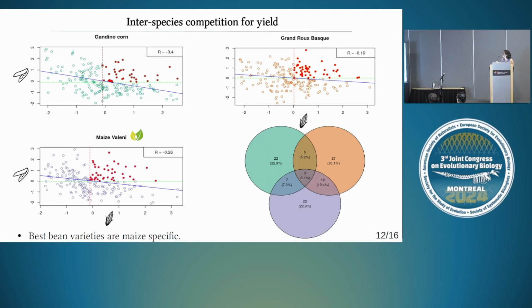And now if we look at the bean varieties that allowed the highest maize and bean yields, they are the red dots in the upper right part of each plot. What we can see is that they were all very maize specific, and they were not necessarily the ones that are traditionally used in co-culture. So all these varieties were just the more productive.